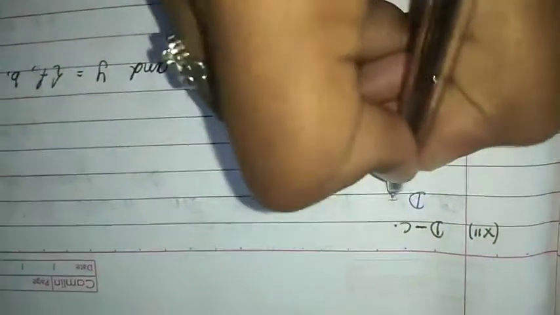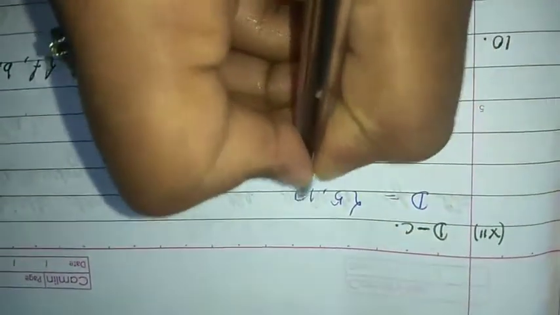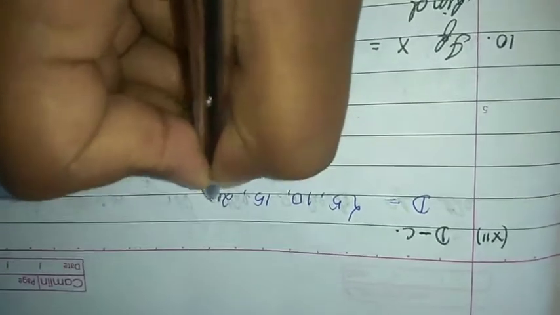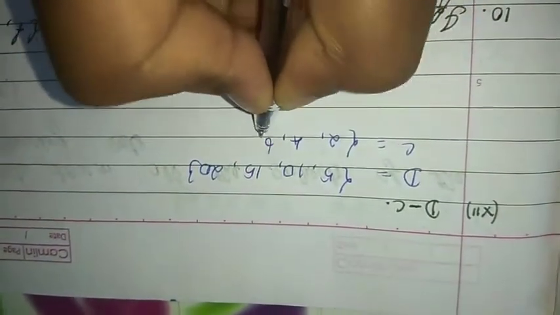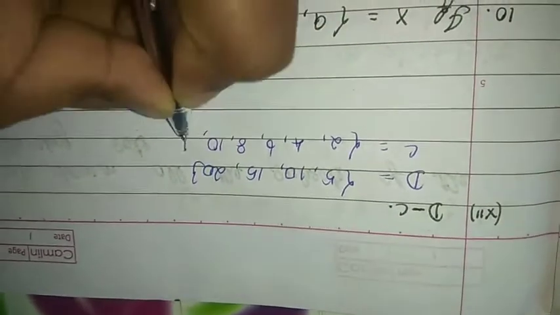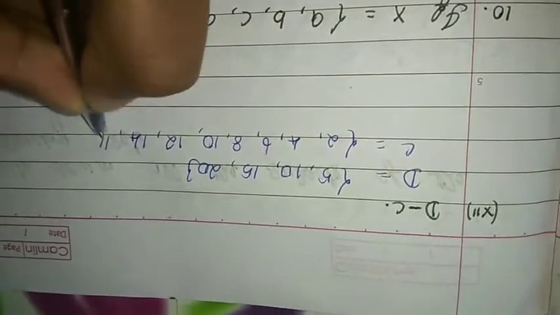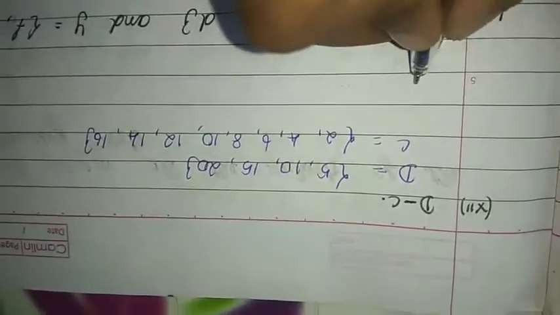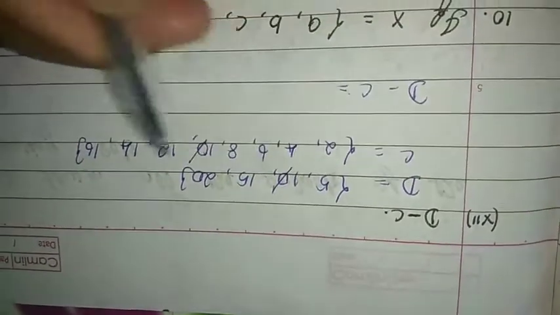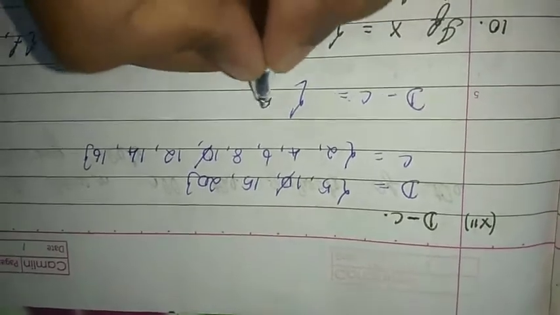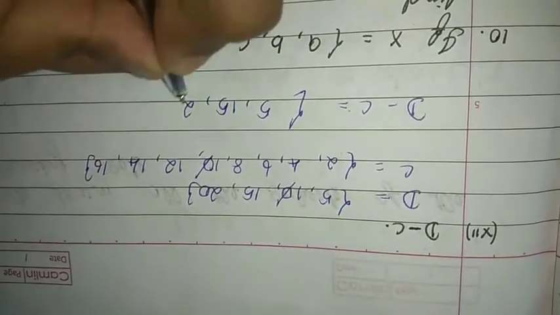Next subdivision D difference C. So D is equal to 5, 10, 15 and 20. C is equal to 2, 4, 6, 8, 10, 12, 14 and 16. D difference C is equal to 10, 10 cancel. So therefore 5, 15 and 20.